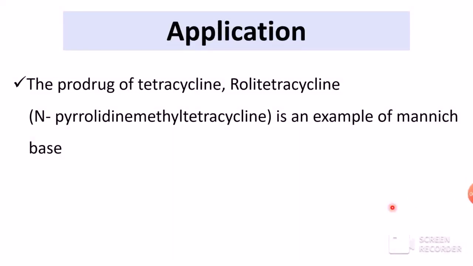The application of the Mannich reaction is rolitetracycline. Rolitetracycline is a product of tetracycline. Its chemical name is N-pyrrolidinomethyl tetracycline, and it is an example of a Mannich base, formed by the Mannich reaction.